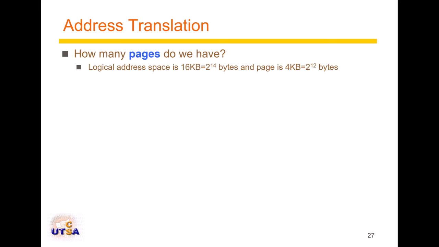So we need to do these conversions to find the right places. Okay, let's start with some examples. Let's do some calculations. Let's first compute how many pages we have in a given logical address space. If your logical address space is, as in the previous example, 16 kilobytes, which can be represented as 2 to the power 14, remember that 16 is 2 to the power 4 and k is 2 to the power 10, this is where 2 to the power 14 comes from. So we need 14 bits to represent every byte within that logical address space.